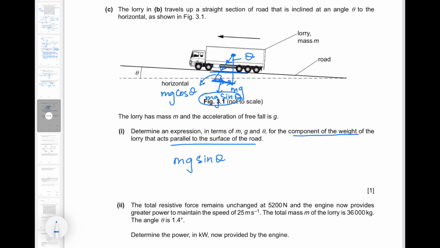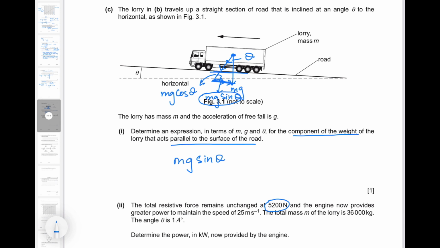2. The total resistive force remains unchanged at 5200 newtons, and the engine now provides a greater power to maintain the speed of 25 meters per second. The total mass m of the lorry is 36,000 kg. The angle is 1.4 degrees. Determine the power in kilowatts now provided by the engine.